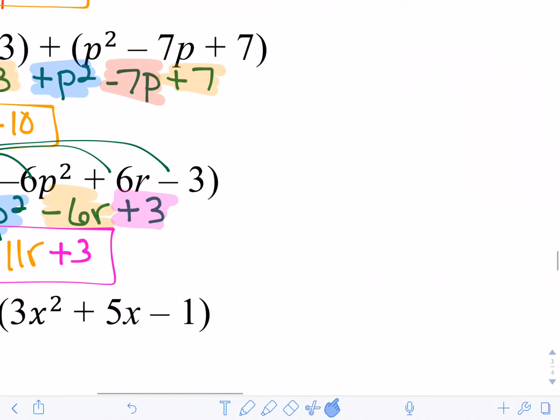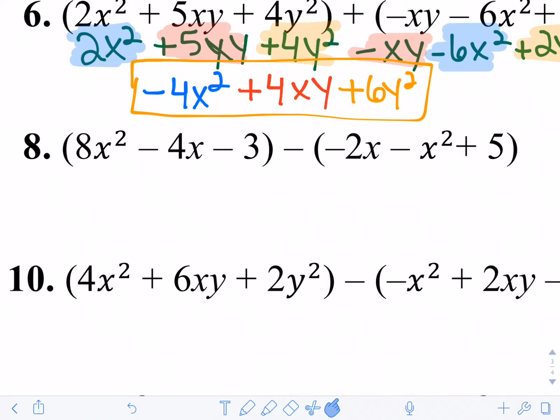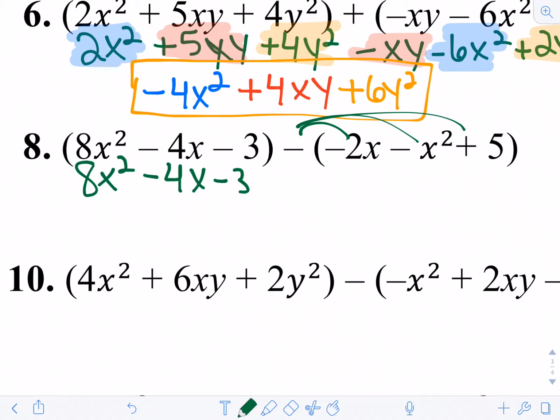Okay, so again, like I said, if I ever go too fast, y'all can pause or rewind. All right, here we go. So first step, rewrite it. I have 8x squared minus 4x minus 3. I have a negative here that has to be distributed to everything in the parentheses, so every sign is going to flip-flop. So plus 2x plus x squared minus 5.